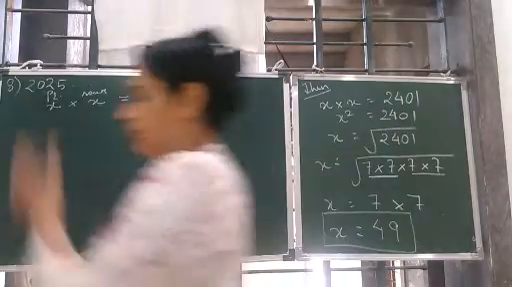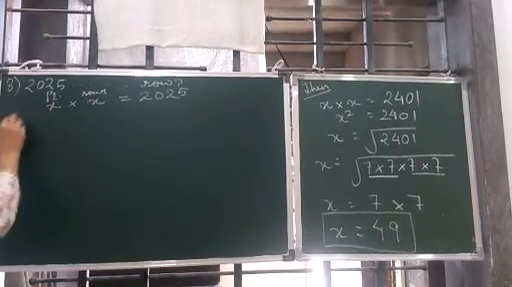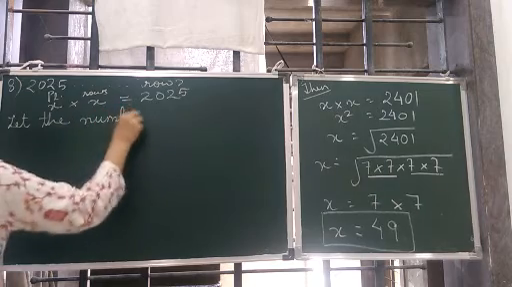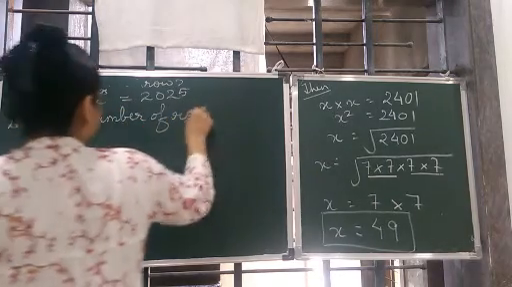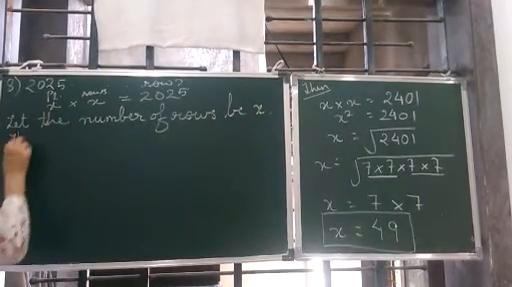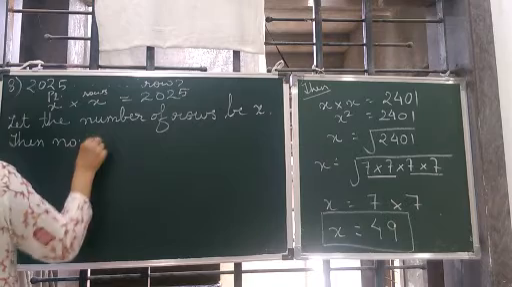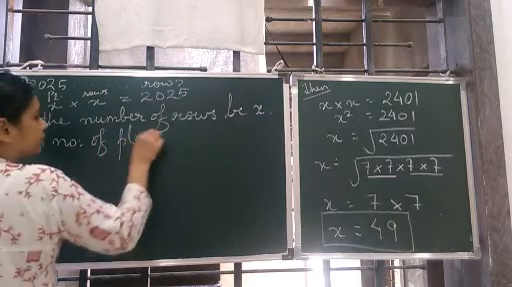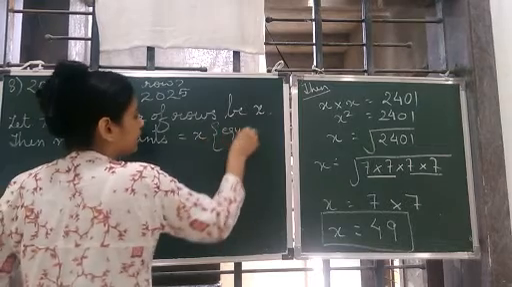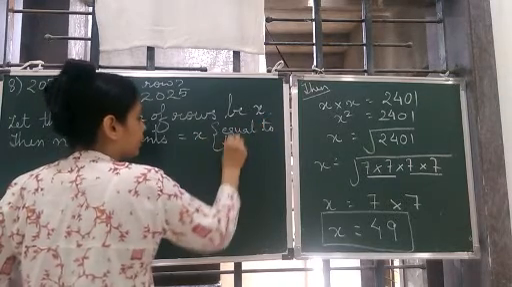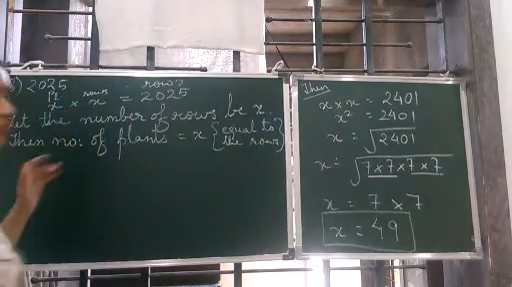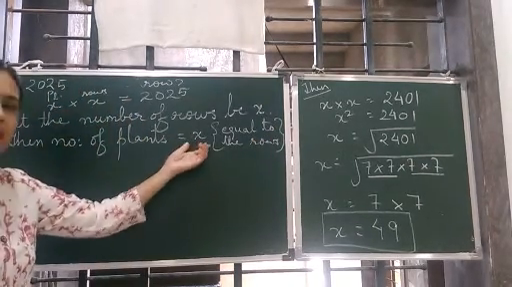So again we assume the number of rows be x, then the number of plants also x. We can write here equal, according to the question it is equal to the rows. That is why we have taken it also as x.